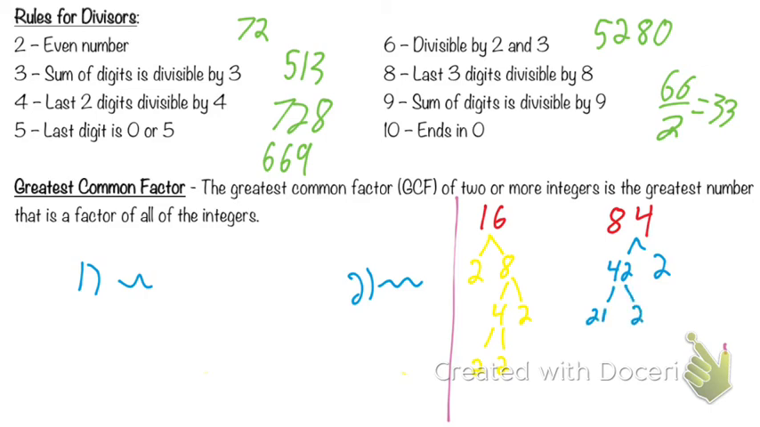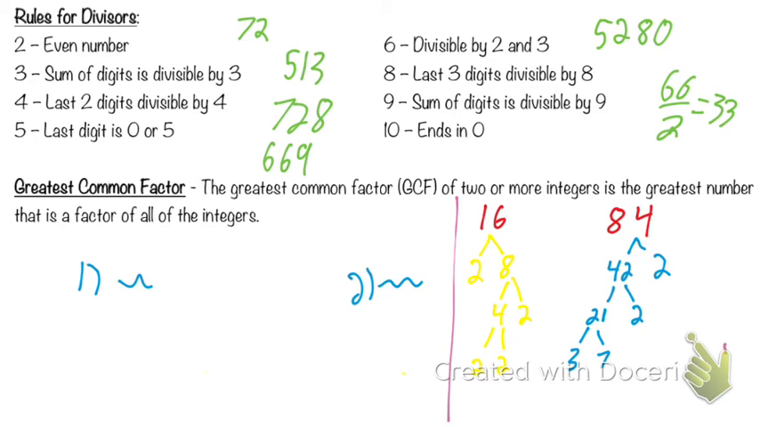Okay, 2 ends again because it's prime. Is 21 prime? No. What goes into it? 3 and 7. Can you split 3 and 7? No, they're both prime.